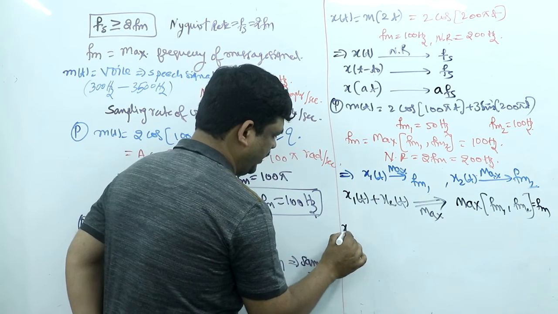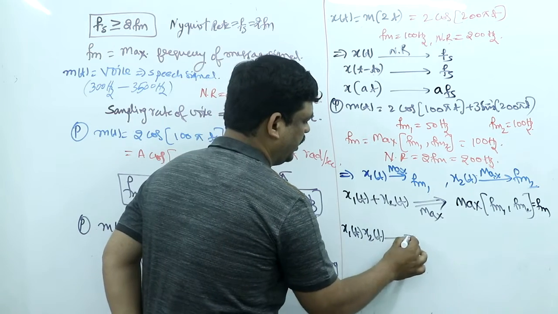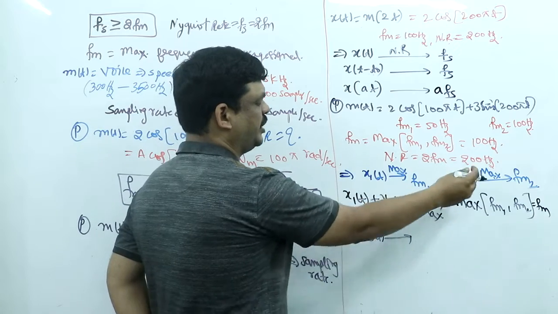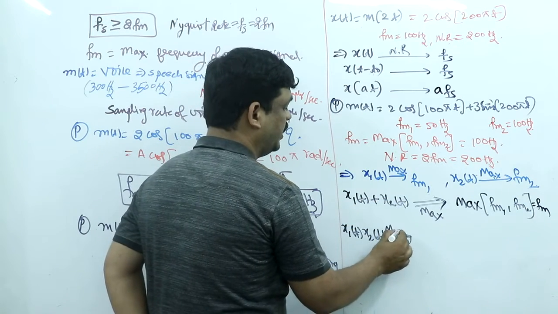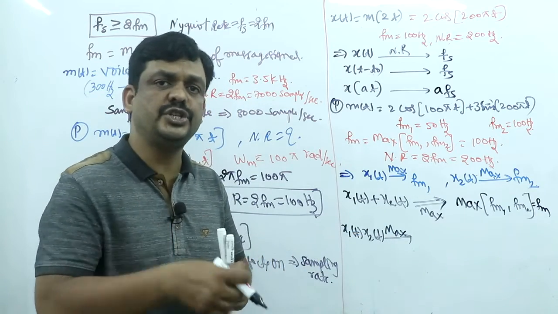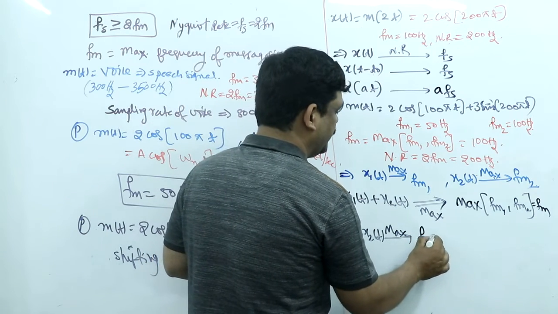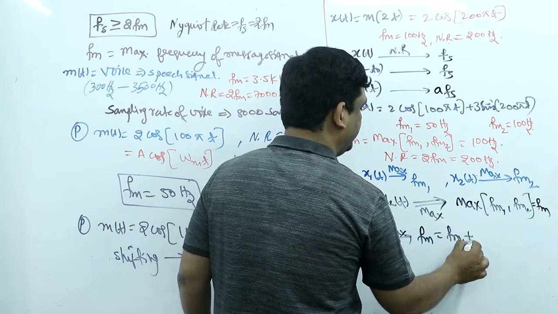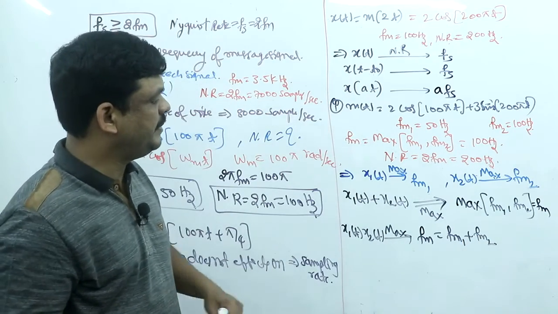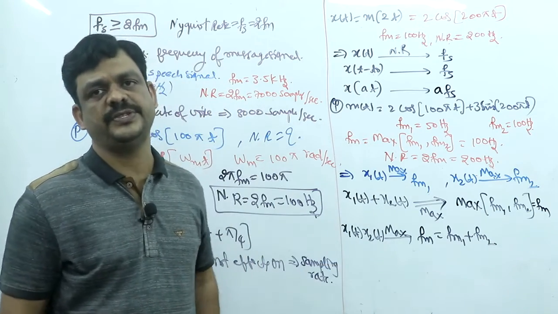Similarly, now I am taking the product of these 2 signals. Now these 2 are multiplied here. The x1 of t signal multiplies with the x2 of t signal. Then I want to write what is the maximum frequency of the product signal. The product of these 2 gives the resultant signal, which gives FM equal to FM1 plus FM2. So if the 2 signals are multiplied, then the maximum frequency is the summation of the individual maximum frequencies.